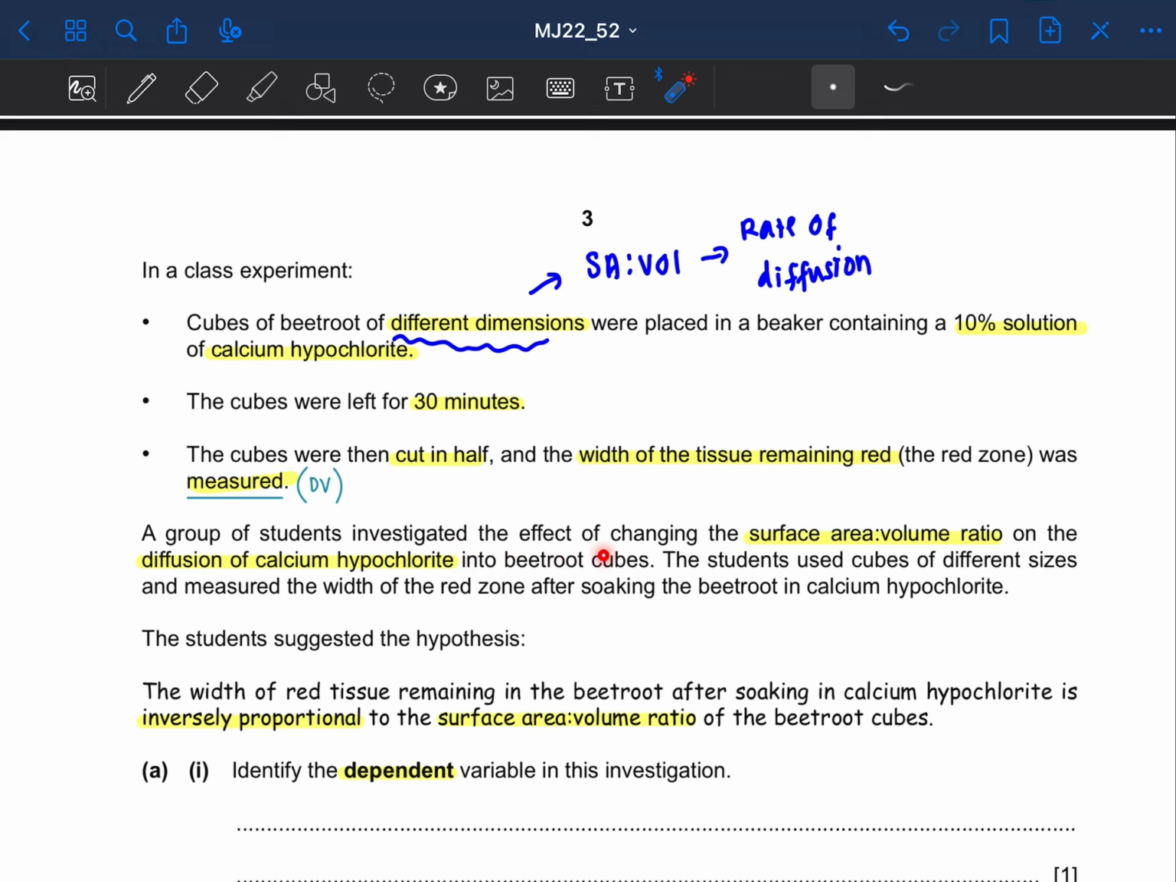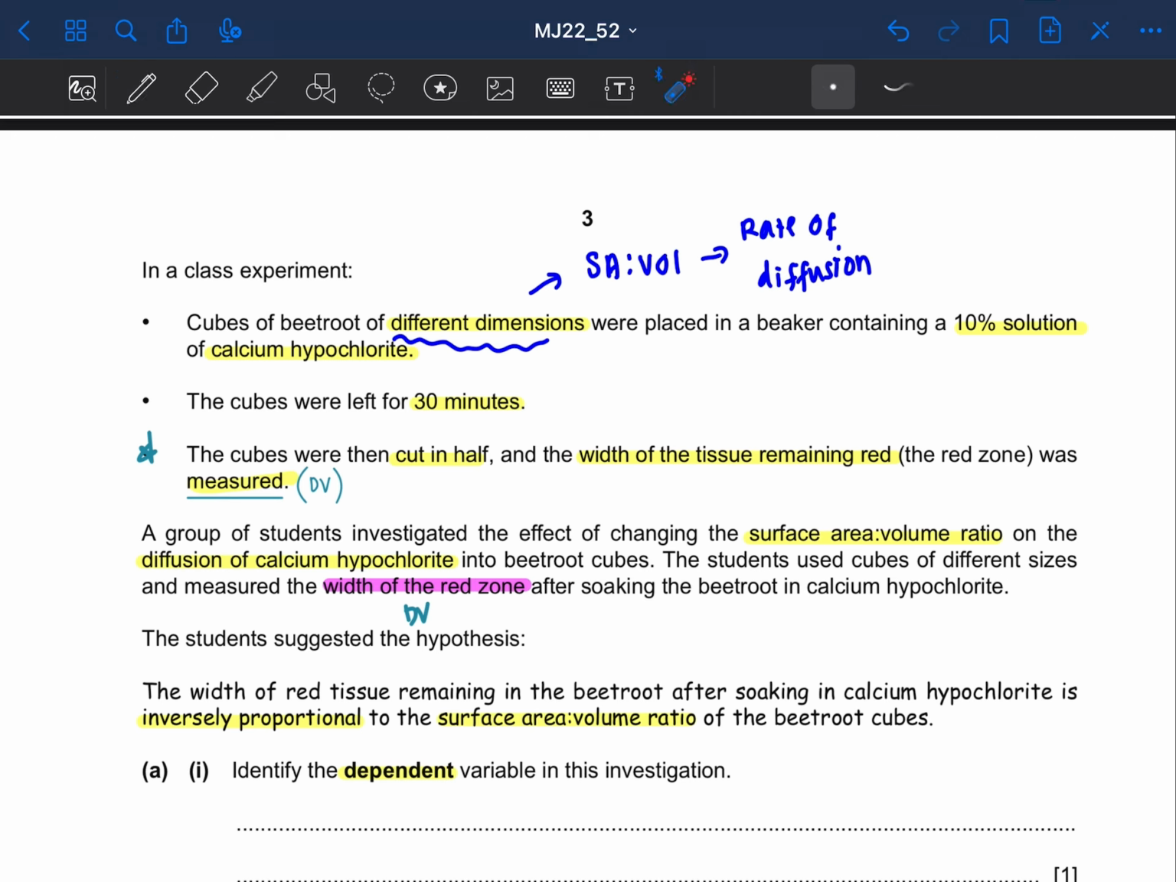So a group of students investigate the effect of changing surface area to volume ratio, already mentioned as well, so we sort of expected that, on the diffusion of calcium hypochlorite into the beetroot cubes. The students used cubes of different sizes and measured the width of the red zone after soaking the beetroot in calcium hypochlorite. So what is being measured? The width of the red zone. We can almost identify already, as hinted by the question, that this is also the DV.